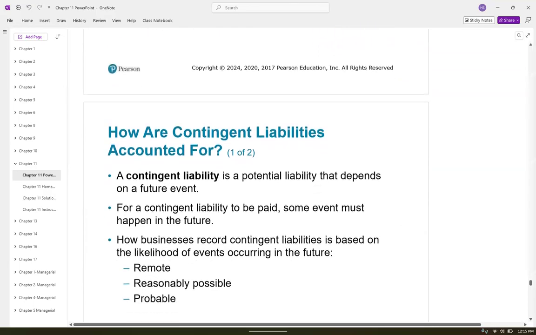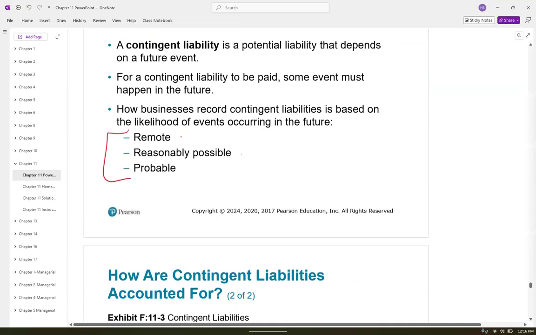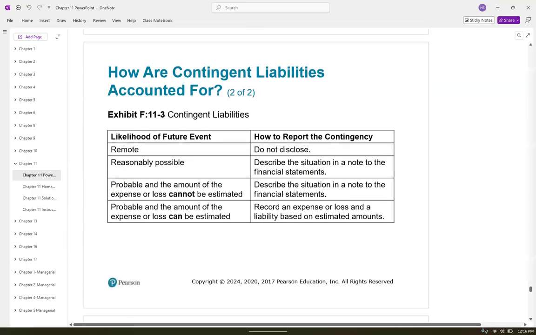When you think of them, they have to fit in these categories. This is more of legal terms, has to fit into one of these three categories. We can't say reasonably probable, reasonably remote. We can't say anything like that. It has to be remote, reasonably possible, and probable. Depending on which one it is determines how we're going to account for it.